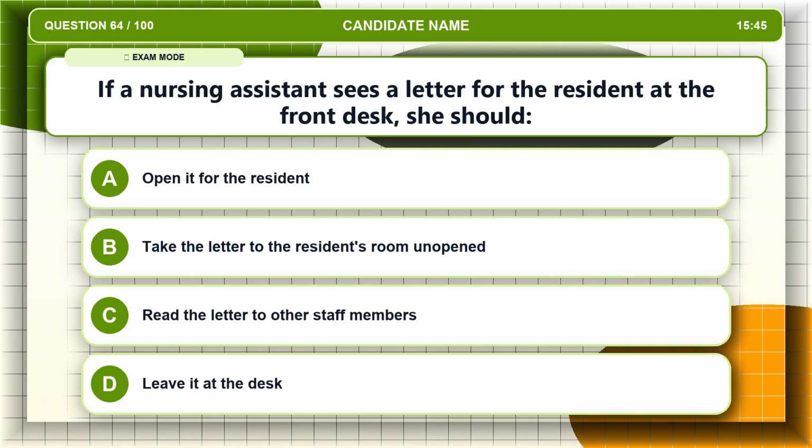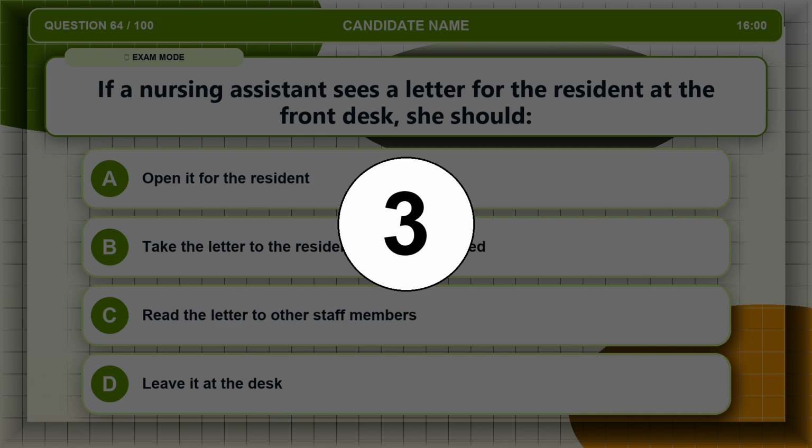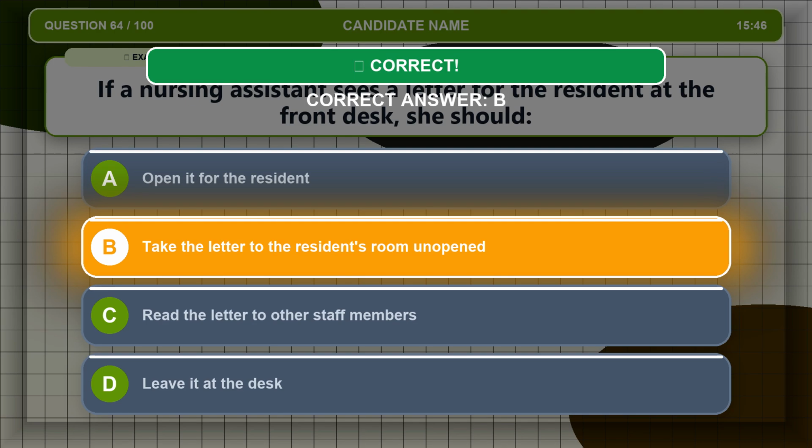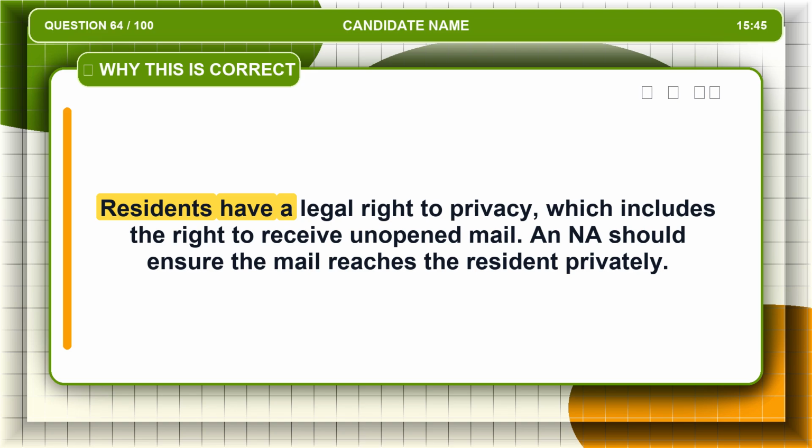Question 64. If a nursing assistant sees a letter for the resident at the front desk, she should: option A, open it for the resident, option B, take the letter to the resident's room unopened, option C, read the letter to other staff members, option D, leave it at the desk. The correct answer is option B, take the letter to the resident's room unopened. Residents have a legal right to privacy, which includes the right to receive unopened mail, and the NA should ensure the mail reaches the resident privately.